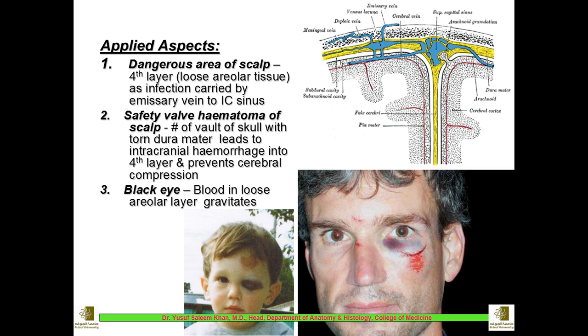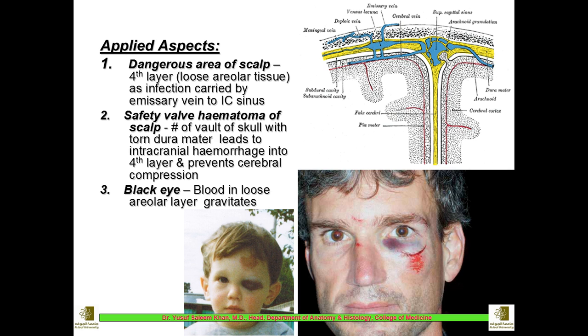That's why you can see the black eye if there is any damage, not only from a punch in the eye, but also in any area of the scalp. If there is damage to any part of the scalp, the blood will be collected around the eye and the eye becomes black. That's why it is called a black eye.